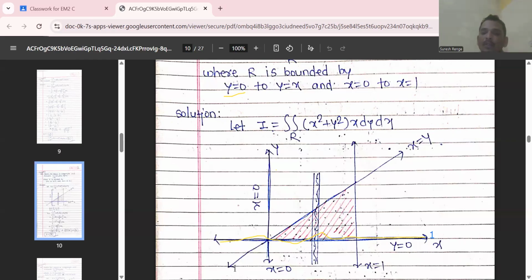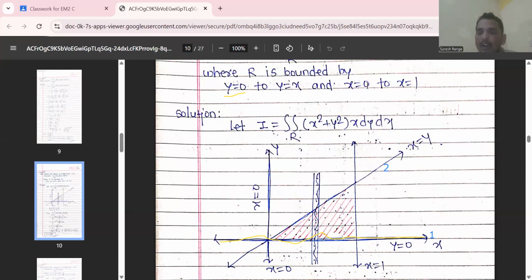This is a line passing through the origin, making an angle of 45 degrees with the positive direction of the x-axis. The straight line that passes through is y is equal to x. This is line number 2. Line number 1 is the lower limit for y, and line number 2 is the upper limit for y. Now go to x.